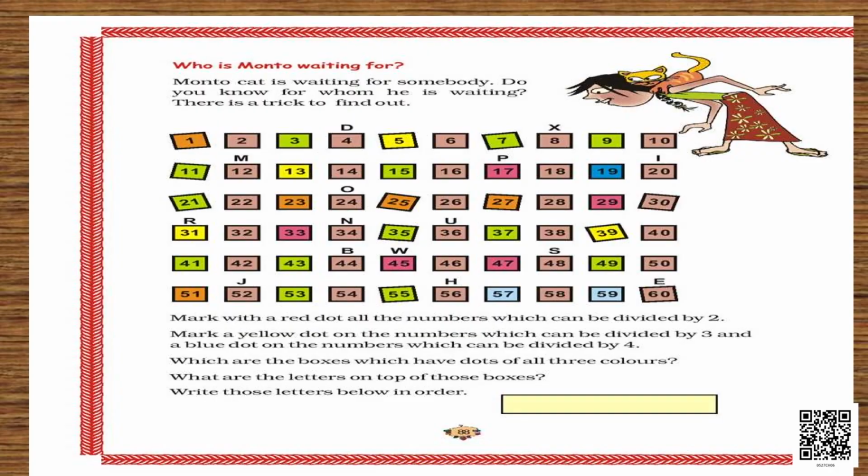Mark with a red dot all the numbers which are divisible by 2, okay? Mark with a yellow dot all the numbers which are divisible by 3, and mark with a blue dot all the numbers which are divisible by 4. So, when you mark, just start marking quickly. You can do it, and you can find some numbers which have all 3 dots. Which dots? The yellow dot, the red dot and the blue dot.